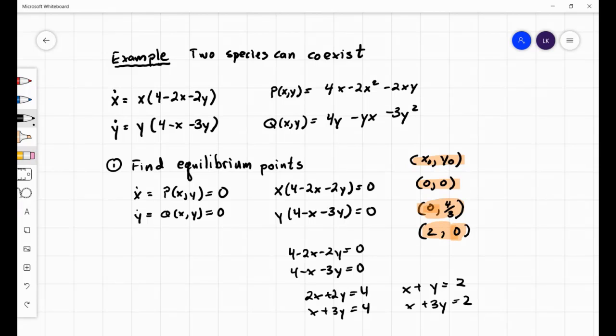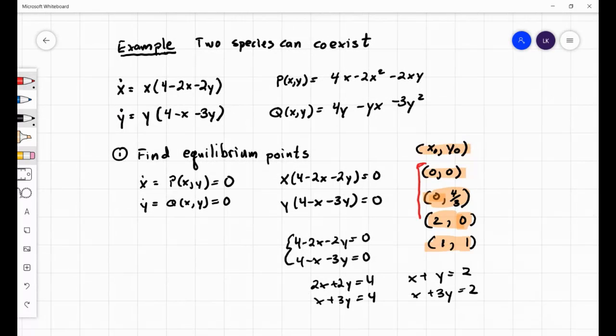On the other hand, if y is 0 but x is not, then x has to be 2. Finally, suppose that neither x nor y are 0, in which case these two factors have to be 0, which gives us a system of equations where we can easily see that y would be 1, and if y is 1, we see that x has to be 1. So we have 4 equilibrium points.